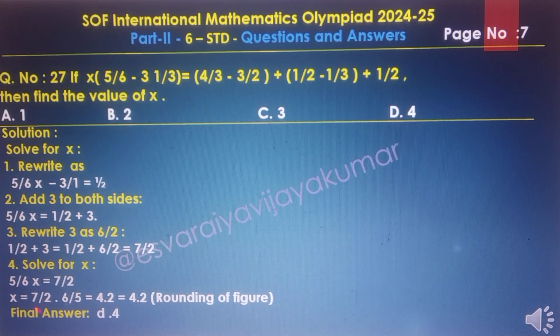Finally, x equals 7 by 2 into 6 by 5. We are getting 42 by 10. Finally we are getting 4.2. Rounding the value, it is 4. The final answer is D, 4.